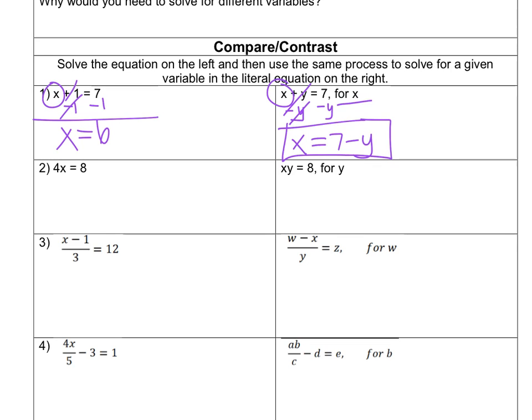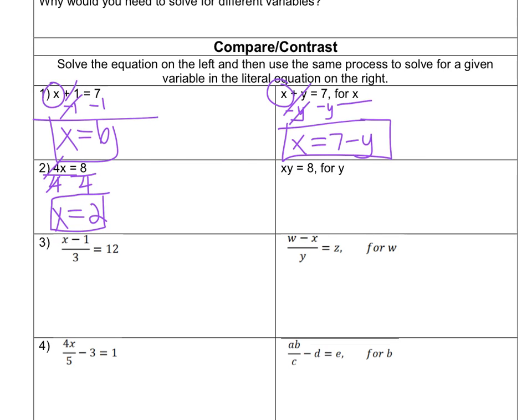If I have 4x equals 8, I want to solve for x. So I'm going to divide each side of the equation by 4. 4 divided by 4 is 1. So I'll be left with 1x equals 8 divided by 4, which is 2.